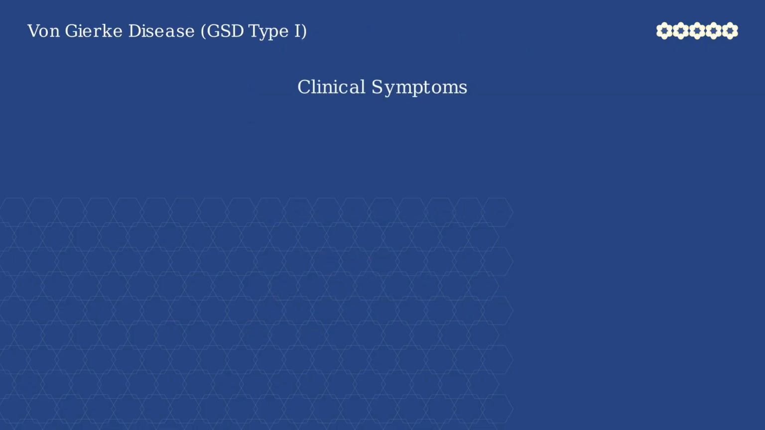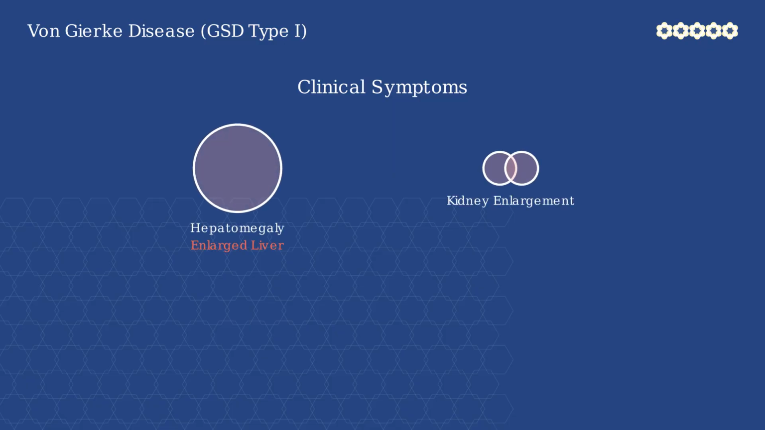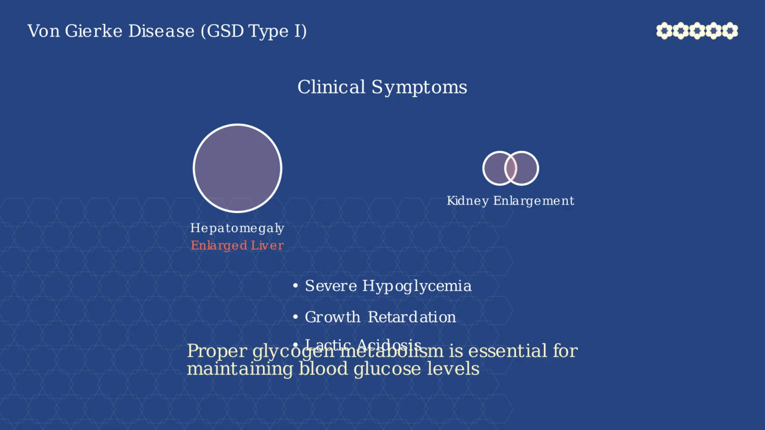The clinical manifestations of von Gierke disease include hepatomegaly, which is an enlarged liver, and enlarged kidneys due to glycogen accumulation. Patients also experience severe hypoglycemia due to impaired glucose release, growth retardation, and lactic acidosis from increased alternative metabolic pathways. The disease highlights the critical importance of proper glycogen metabolism in maintaining blood glucose levels and overall metabolic homeostasis.